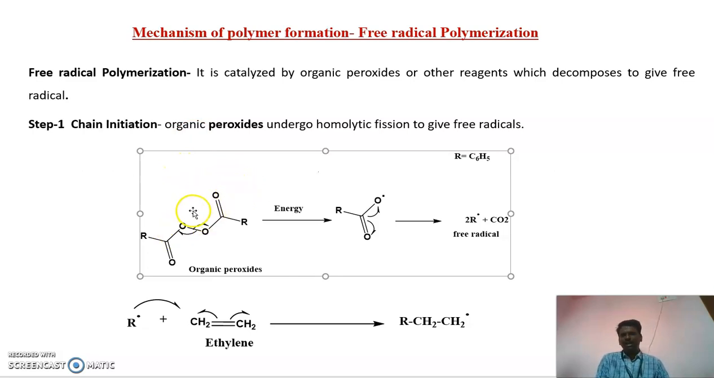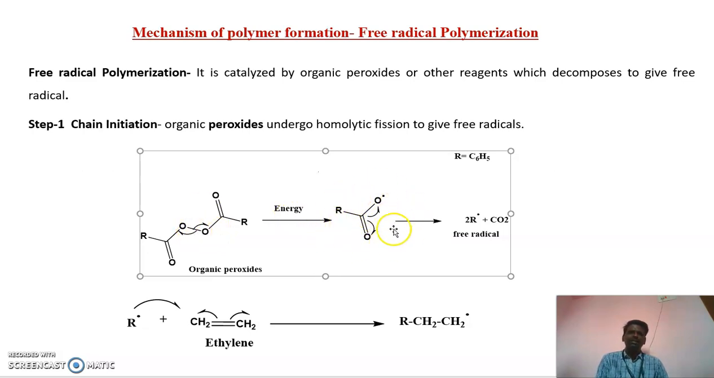Here we are using some organic peroxides like benzoyl peroxide as a radical source. These organic peroxides undergo homolytic cleavage. Homolytic cleavage means that the two electrons present between the two oxygens as a covalent bond are cleaved equally, and one electron is given to this oxygen and another electron to this oxygen. This homolytic cleavage results in the formation of this intermediate radical.